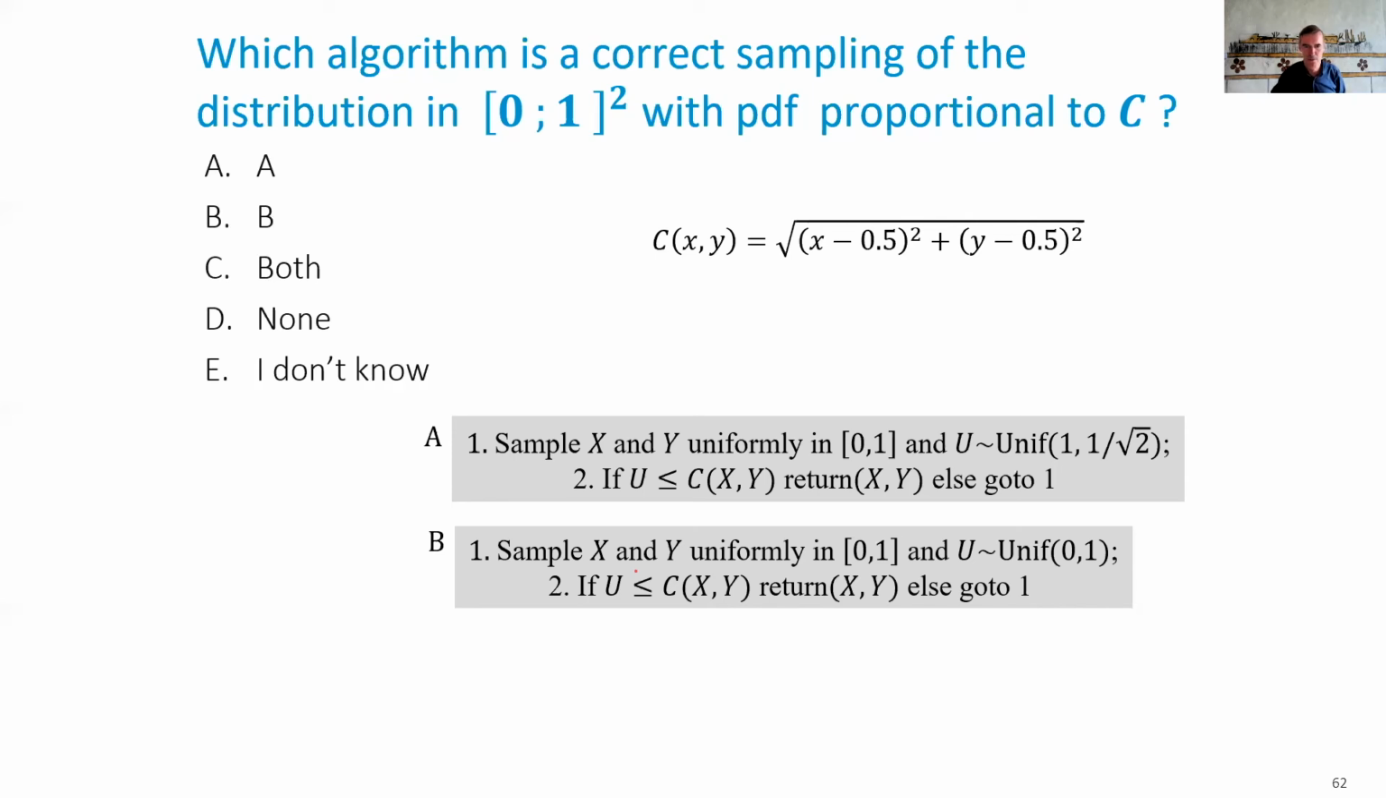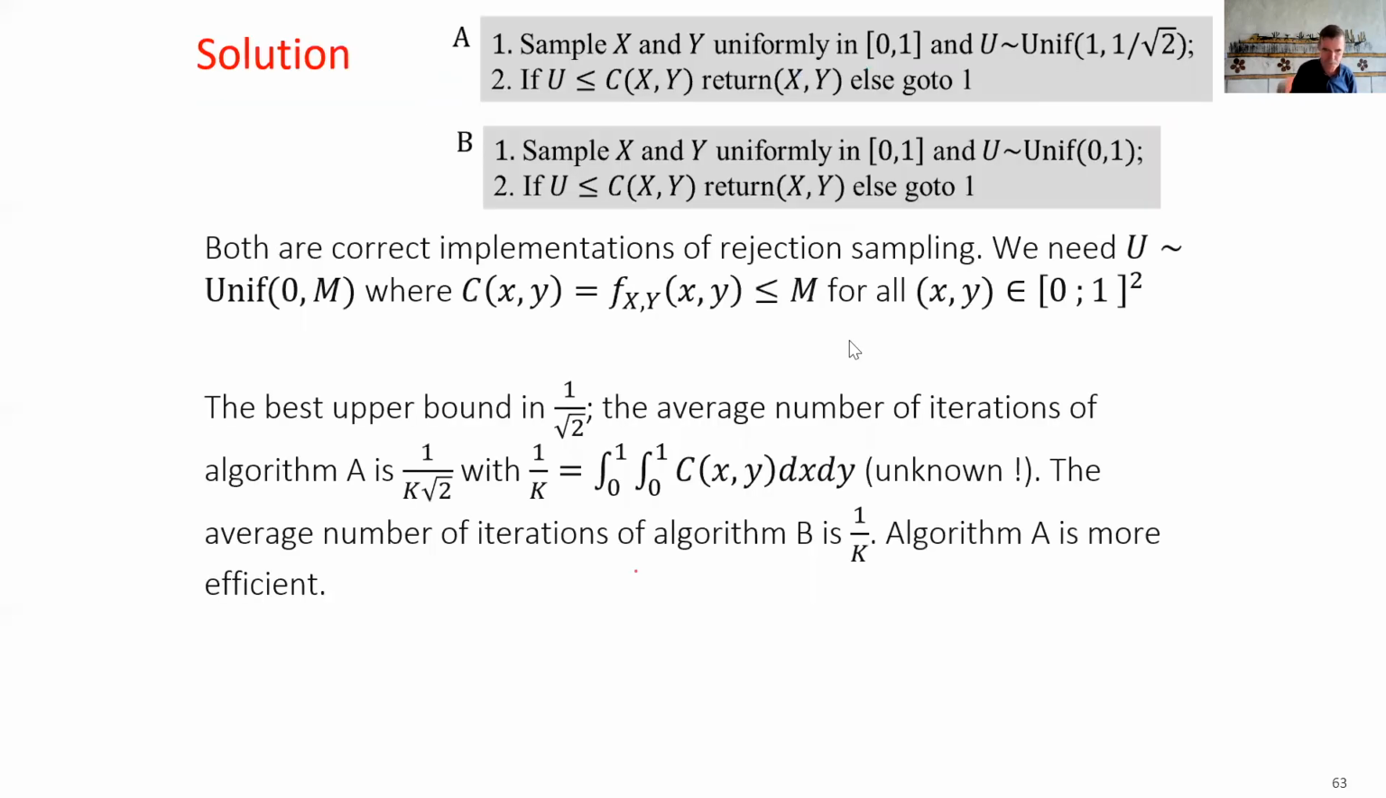And there's a tie between both and A, and the correct answer is both. In fact, both are correct implementations. They use different upper bounds. One is certainly a safe upper bound for the distance from a point in the unit square to the center of the square, but 1 over square root of 2 is a better bound, but both will work. The difference is that the first algorithm will be more efficient in terms of number of iterations it will use. So both will work.